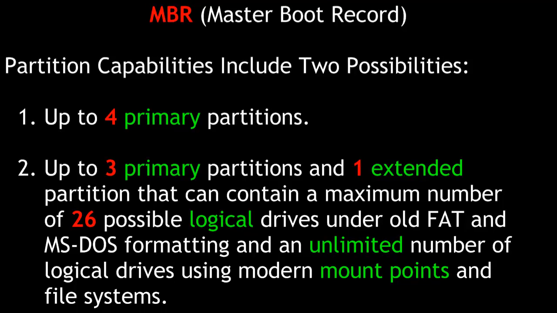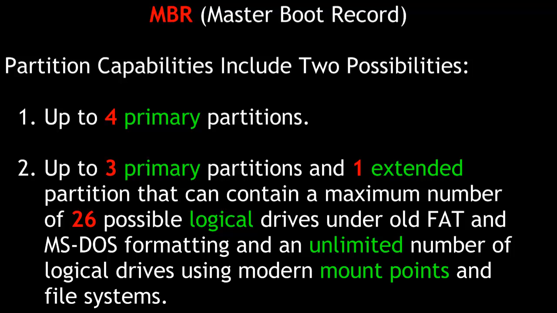First, let's take a look at the MBR, or Master Boot Record, partition style. Partition capabilities include 2 possibilities: up to 4 primary partitions, or up to 3 primary partitions and 1 extended partition that can contain a maximum number of 26 possible logical DOS drives under old FAT and MS-DOS formatting, and an unlimited number of logical drives using modern mount points and file systems.